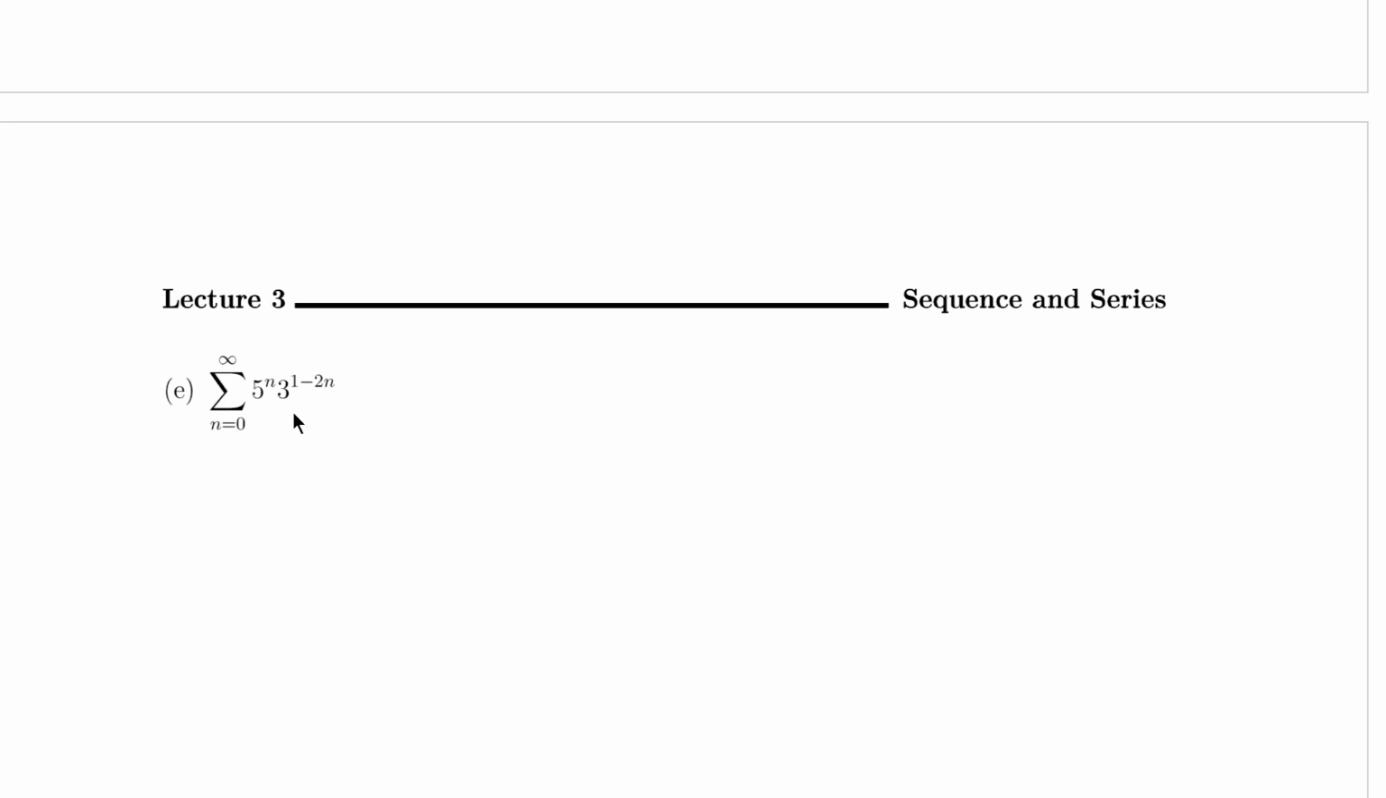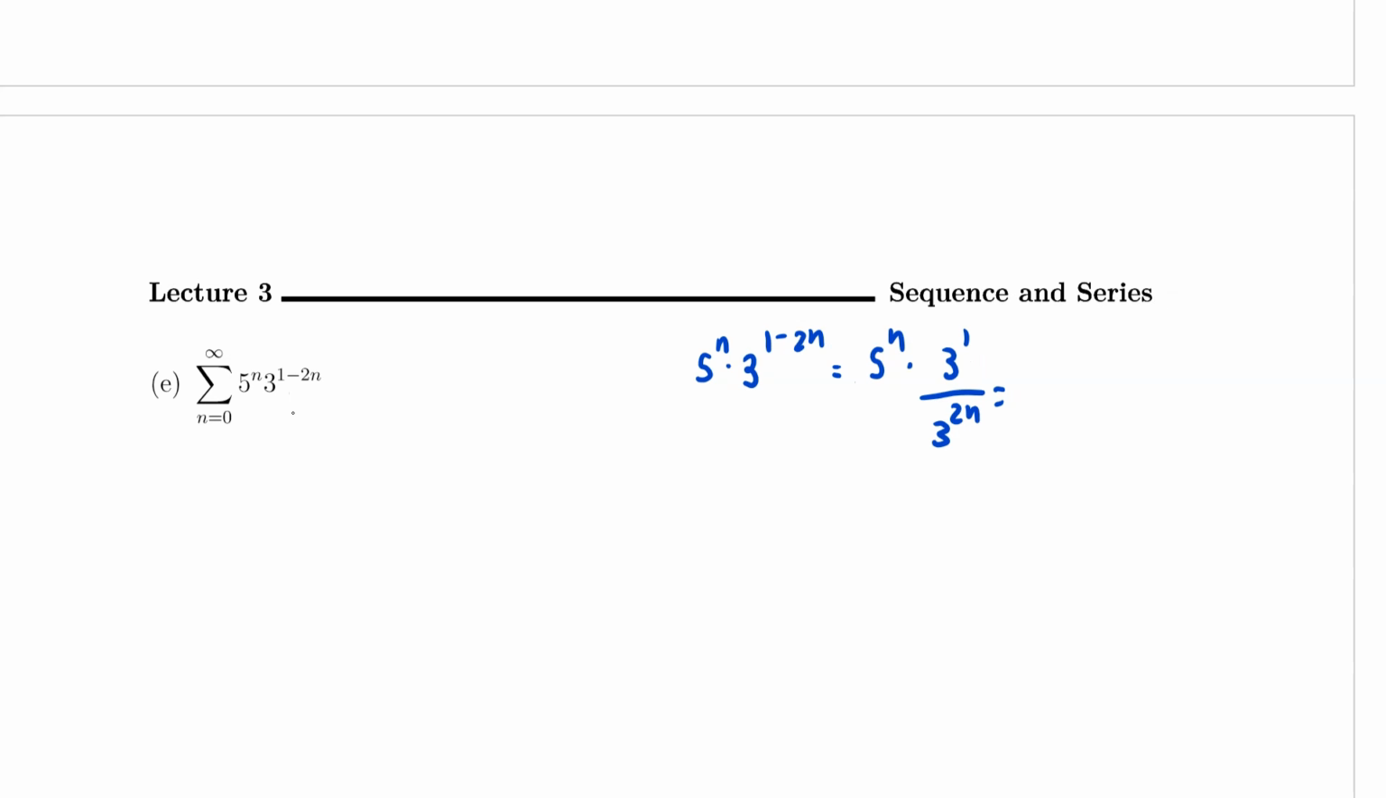If we look at this guy, I have 5 to the n times 3 to the 1 minus 2n. Well, this is just the same as 5 to the n times 3 to the 1 divided by 3 to the 2n. So now, I can rewrite this as 5 to the n times 3 over 3 squared to the n.